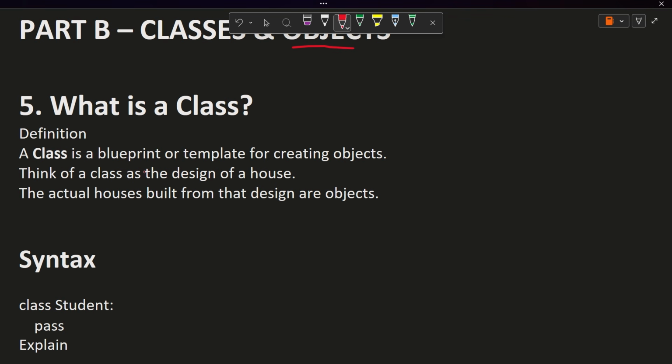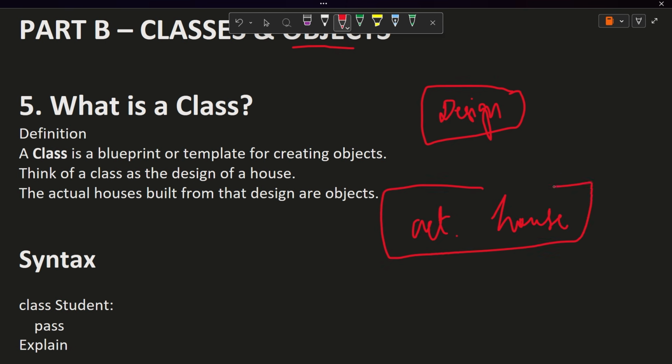Now, think of a class as the design of a house. The actual houses built from the design are objects. Think of the class as a design. We have the design before making the house. So, we see the design and then create a house. That is written over here, this is the actual house, and this is the design over here. So this design is referred to as class in this example, and the house is referred to as object.